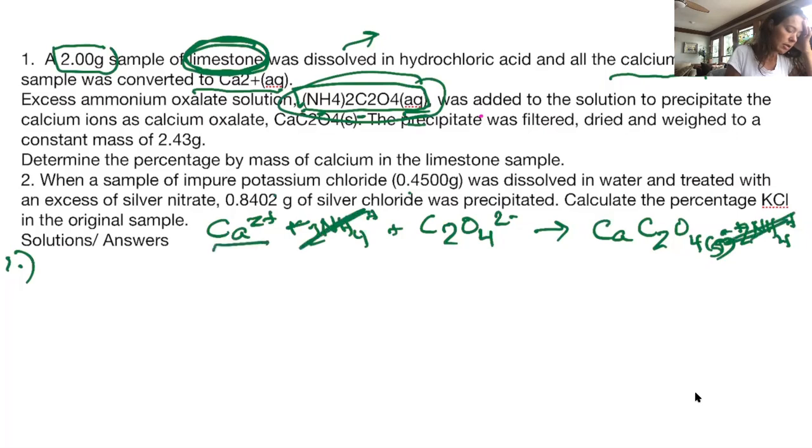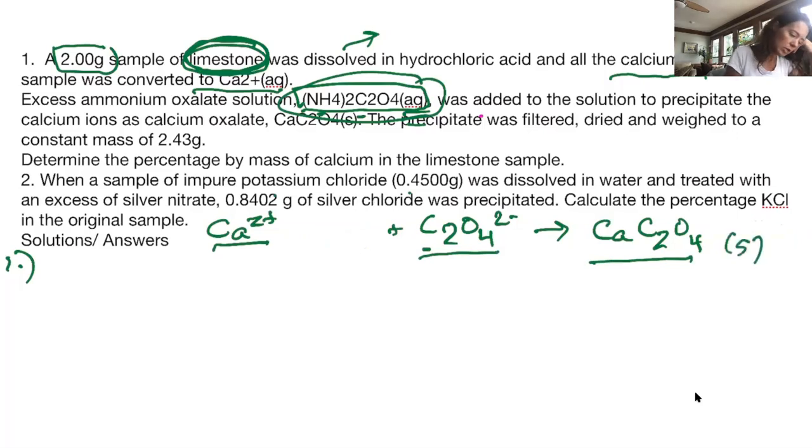And what we see is the calcium, because of the oxalate, had formed a precipitate. It precipitated out of the solution. So we end up with a net ionic equation as such. Now we know that the calcium oxalate was then filtered, they did not include the word rinsed, but they need to, and then dried and weighed to a constant mass, turned into a mass of 2.43 grams.